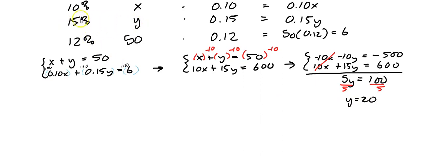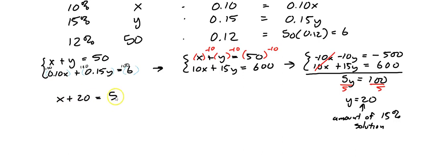Notice our y, that's the amount of the 15% solution. So let's put this 20 back into our original equation here. So I can take x plus 20 equals 50. I can subtract 20 off both sides. When I do that, I'm going to get x equals 30.